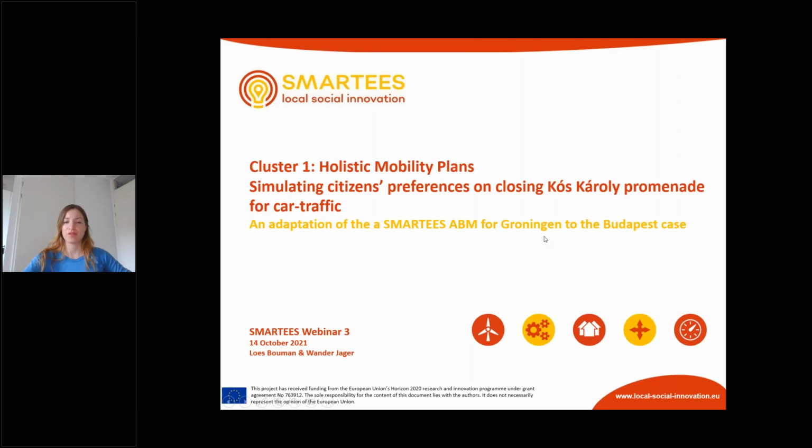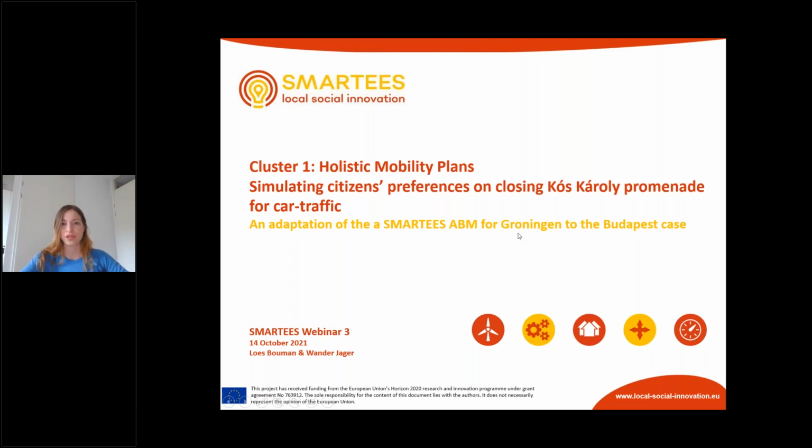So we have been modeling in cluster 1 of the SMARTEES project, for instance, for Groningen, which focuses on holistic mobility plans. In this cluster, we are interested in simulating citizens' preferences on how, for instance, a social innovation like closing a main road in a park for cars is perceived by citizens, and how policy interventions would have been able to make a difference in that.